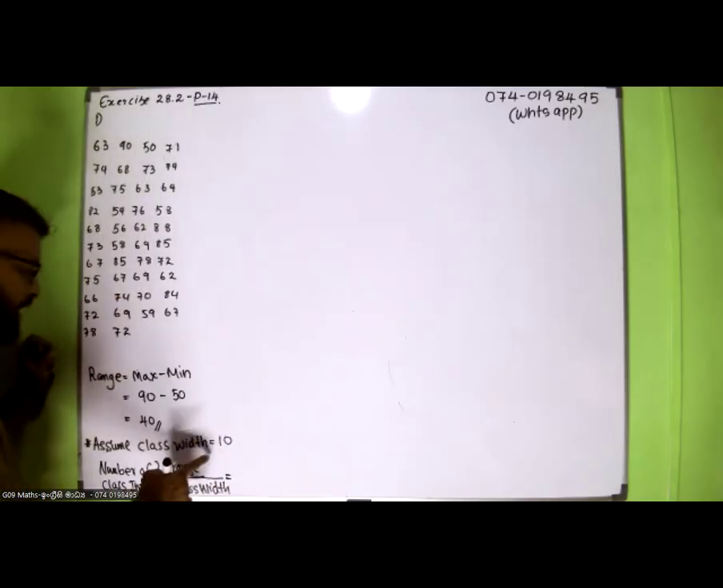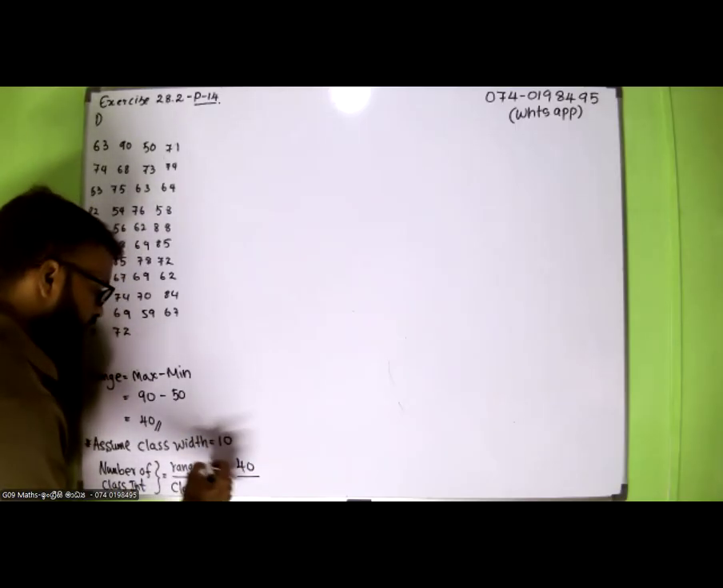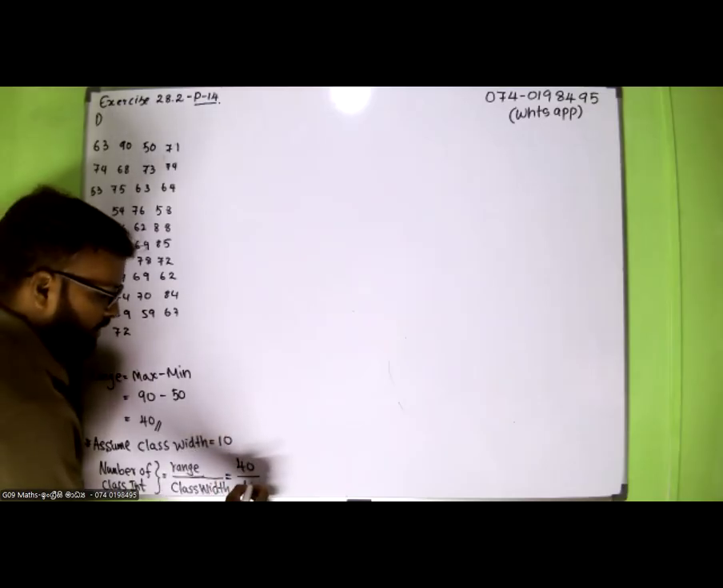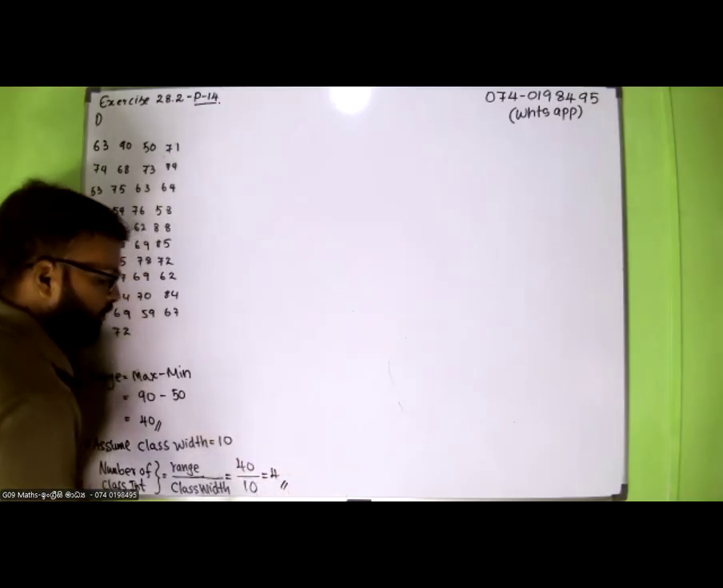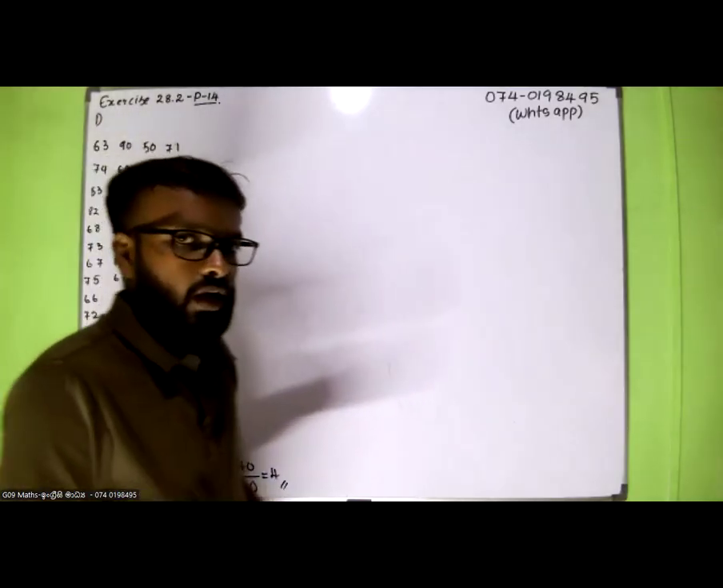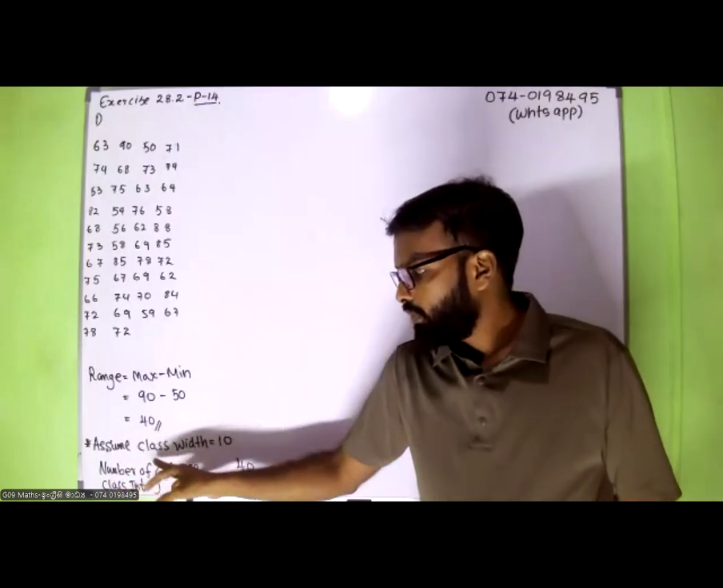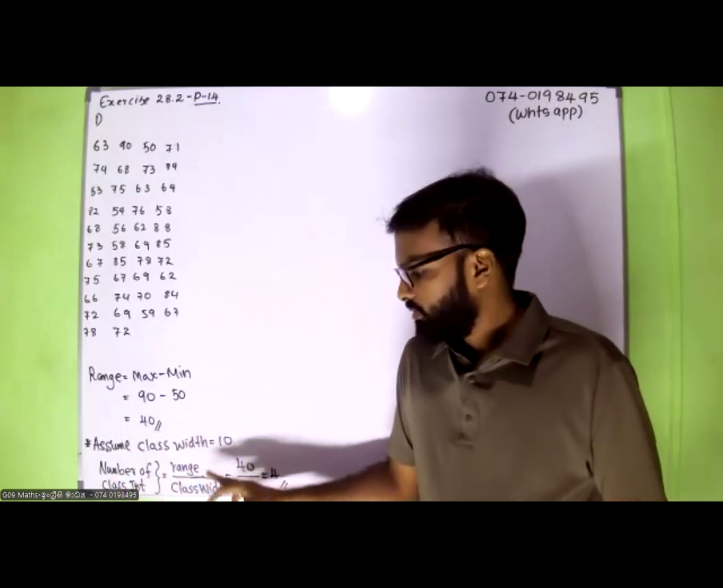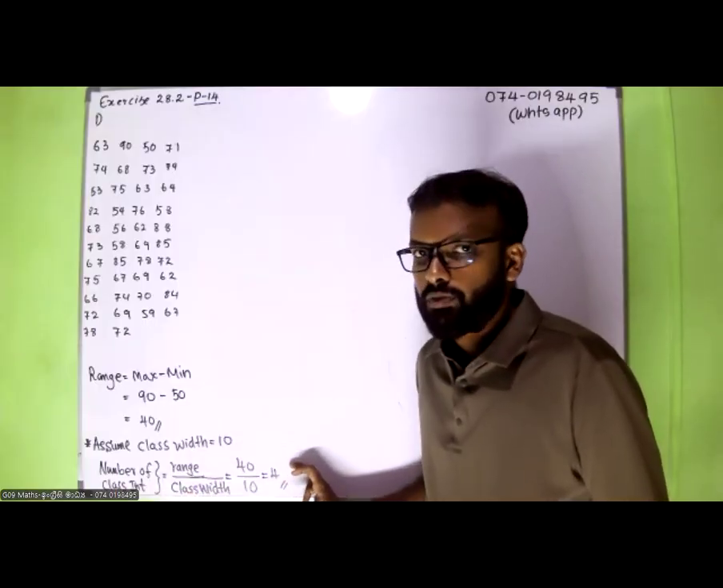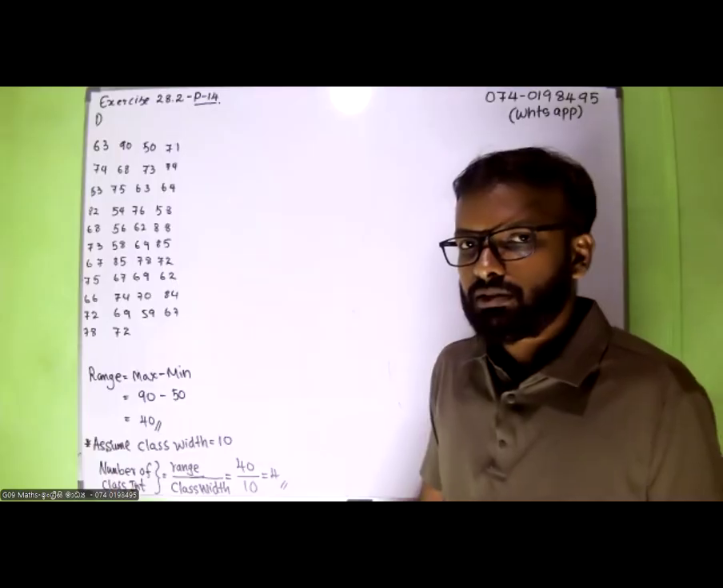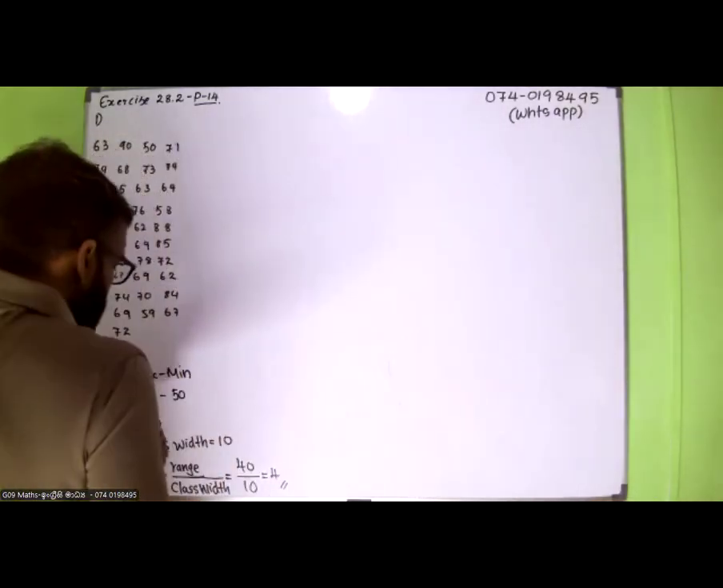The range is 40. My class size or class width is 10. So my number of class intervals is 4. Right? So you can keep this as well. If you want, you can assume class width is equal to 8. So 40 divided by 8, number of class intervals is 5. Alright? So I have taken this, and you can take another one.